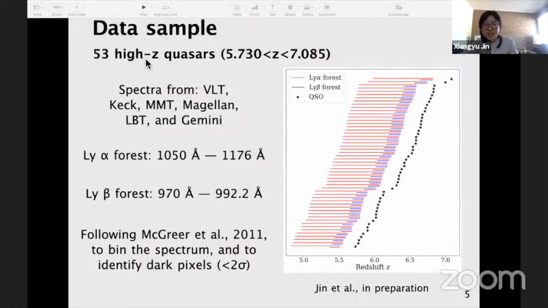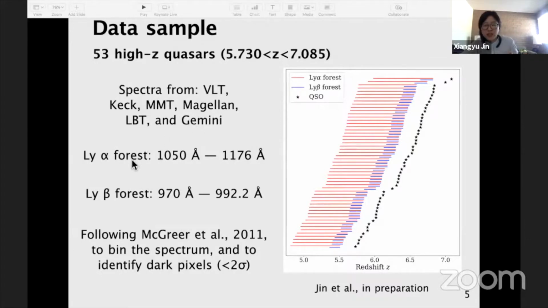So we have 53 high-redshift quasars. Their redshift range is about 5.73 to 7.085. Here is the redshift distribution of those quasars. We have spectra from VLT, Keck, MMT, Magellan, LBT, and Gemini.